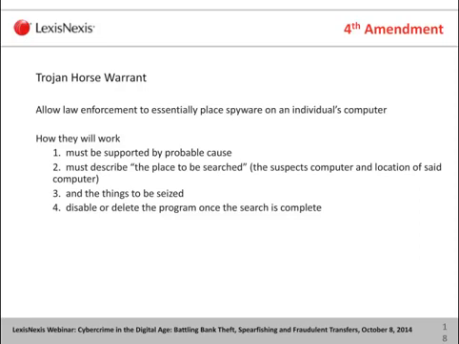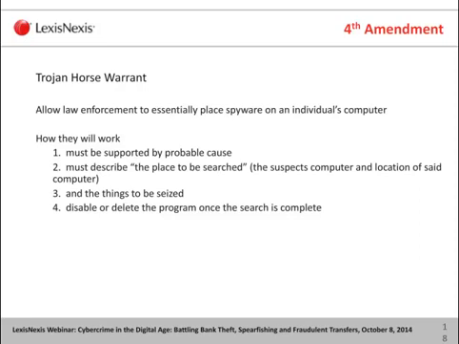They still have to meet the requirements of the Fourth Amendment. So they have to follow the requirements of all warrants. All warrants have specific requirements that must be met in order to be issued. This one, I would say the unique thing about this Trojan Horse warrant is that they have to have some language in there to say it's going to be able to disable or delete the warrant once the search is complete. You know, what's to end it?